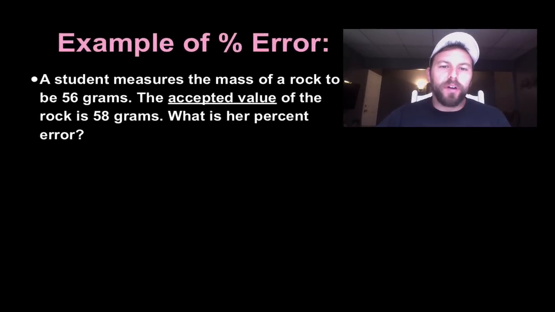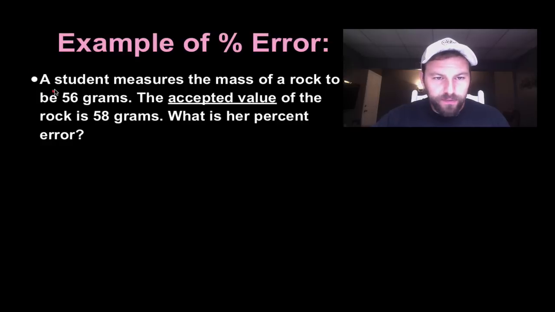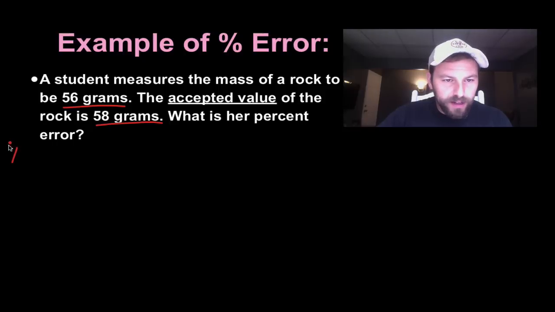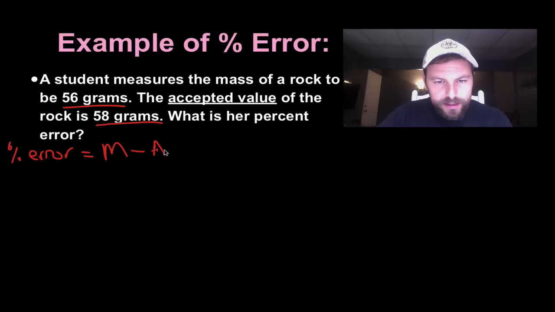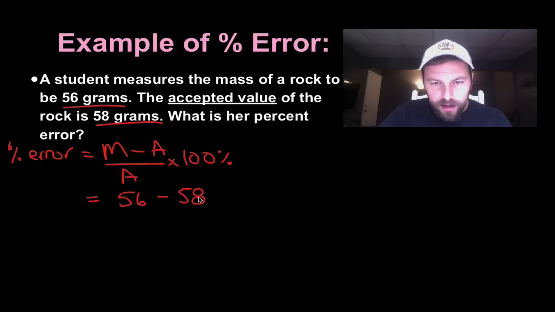Alright, here's an example of where we can use percent error. We have a student who measures the mass of a rock to be 56 grams, our measured value. The accepted value of the rock is 58 grams. What is her percent error? First thing we need to do is we write down the formula. Percent error equals measured minus the accepted over the accepted value times 100%. It needs to be set up this way. Our measured value is 56 minus the accepted 58 over our accepted value 58.